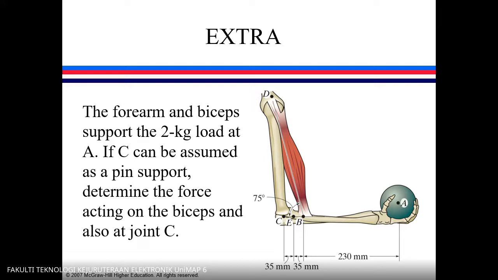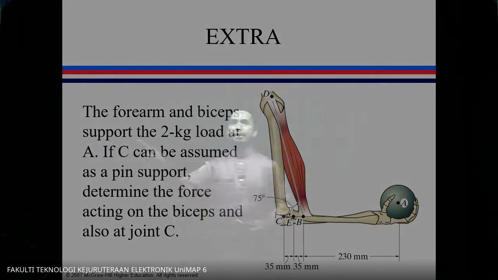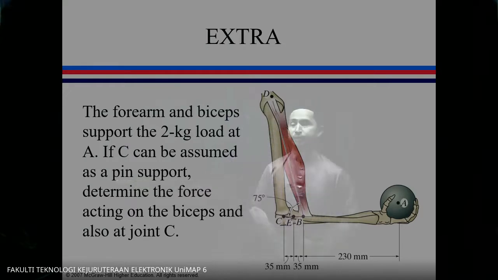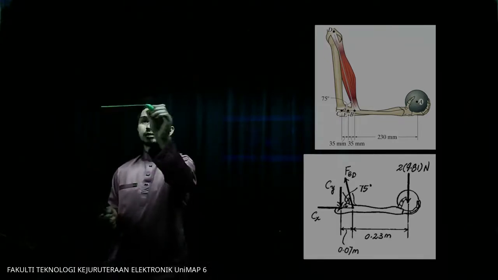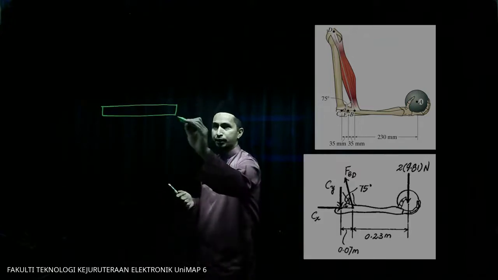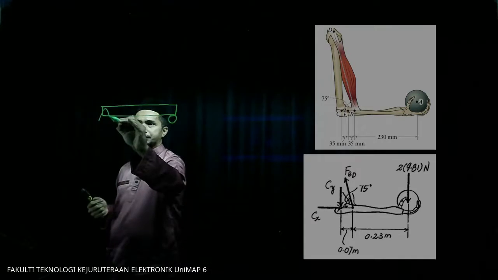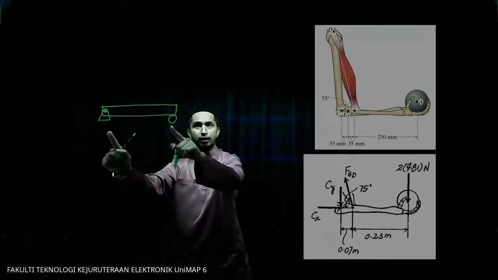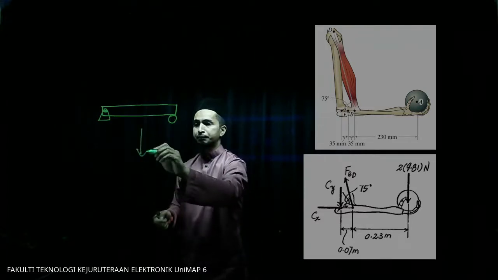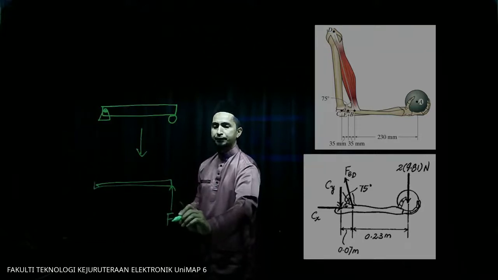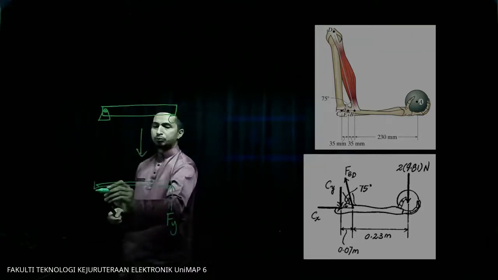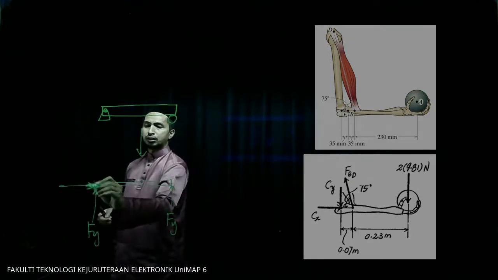The keyword here, you can see that it states pin support at point C. For a pin support, we will have forces in X and also Y. You need to remember this, what we learn in engineering mechanics. If we have a pin support, for example, this is a roller. This is a pin support. If roller, when you convert it into a free body diagram, we will only have Fy. But if pin support, we will have Fy and also Fx.